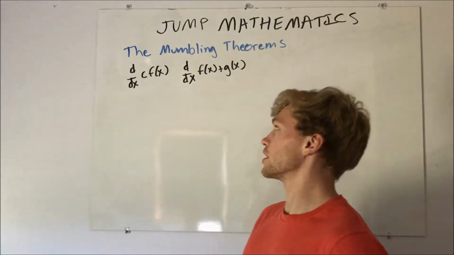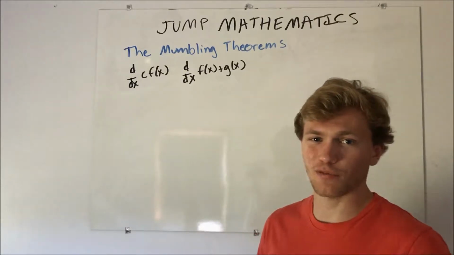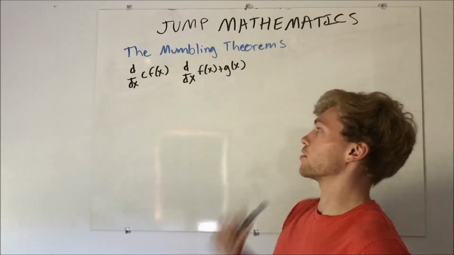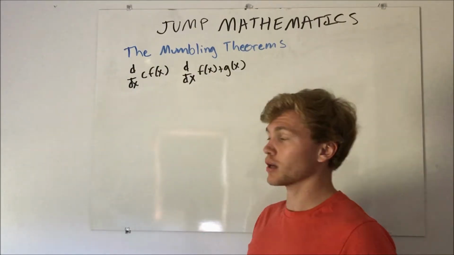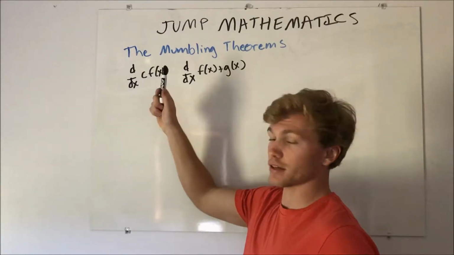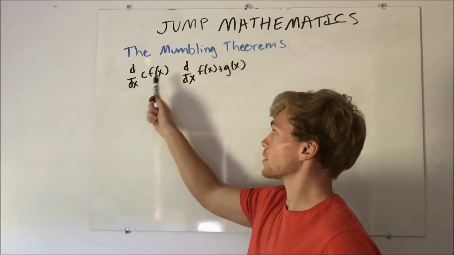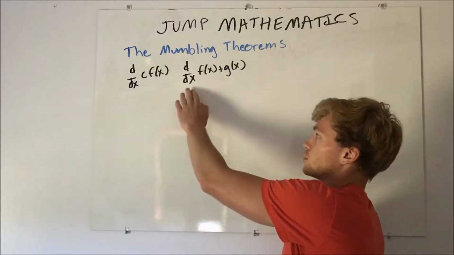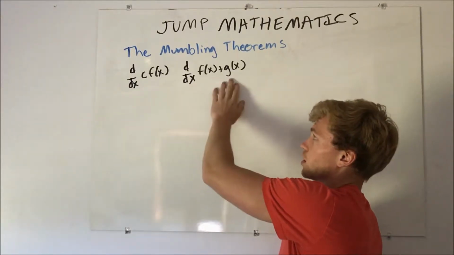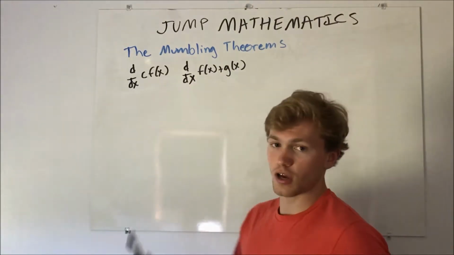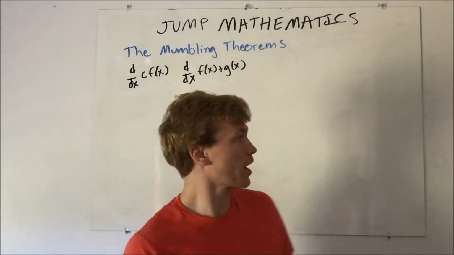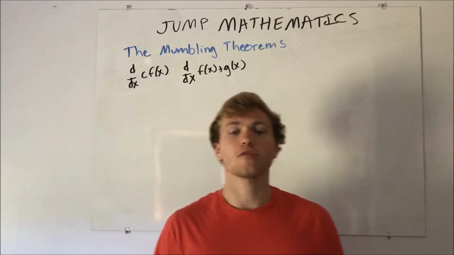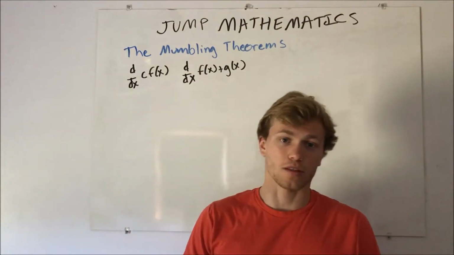In this video today, we will be covering some of my favorite theorems, the mumbling theorems. Why the mumbling theorems? The derivative of a constant times a function is a constant times the derivative of the function. The derivative of a sum is the sum of the derivatives. We're going to go over the proofs today. Why are these my favorite theorems? Well, first of all, they've got the cool name, the mumbling theorems.